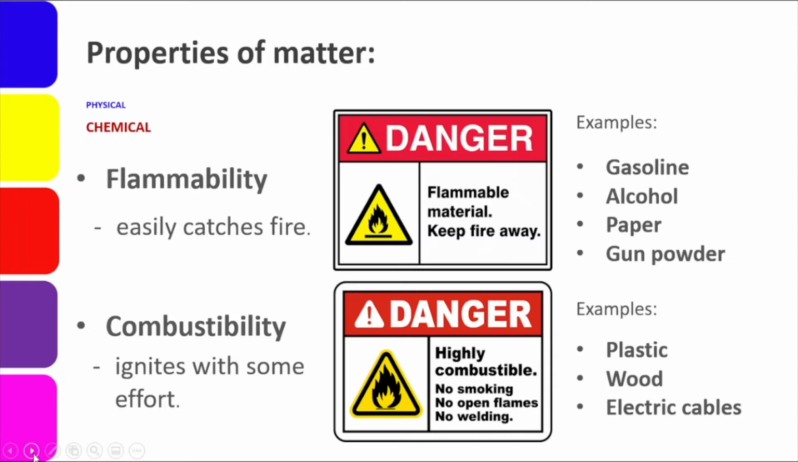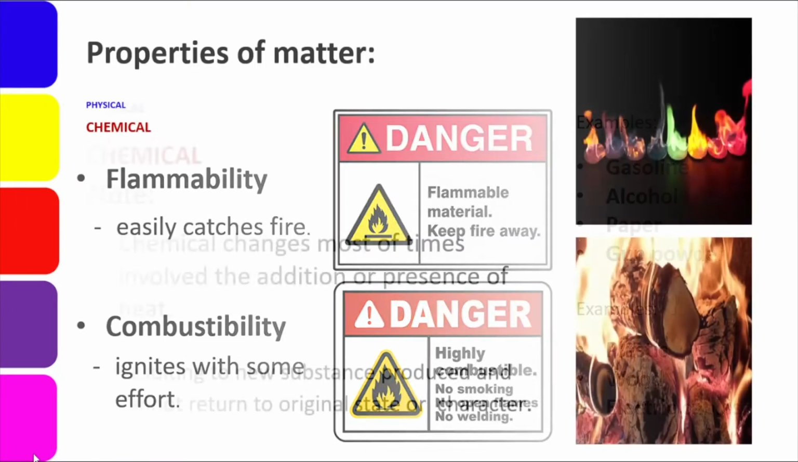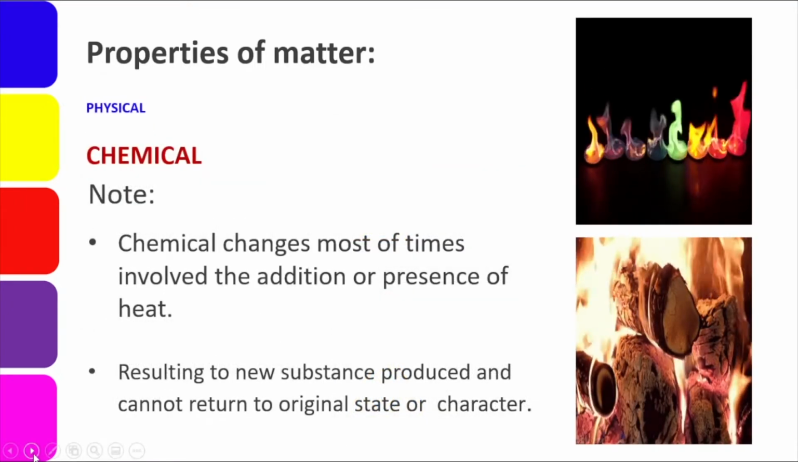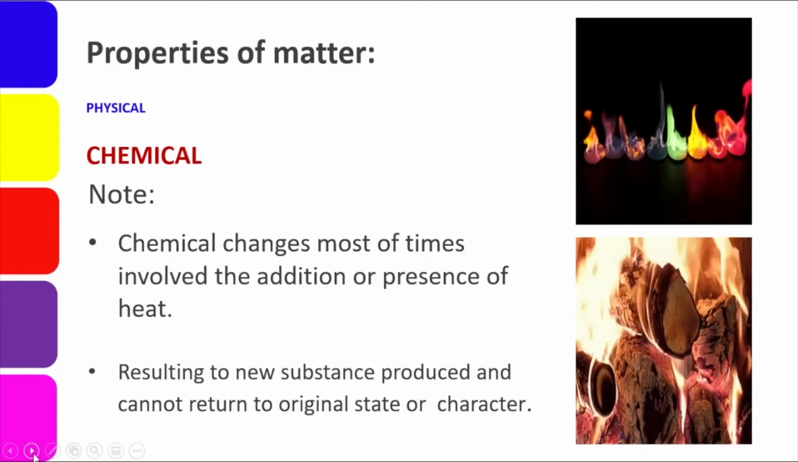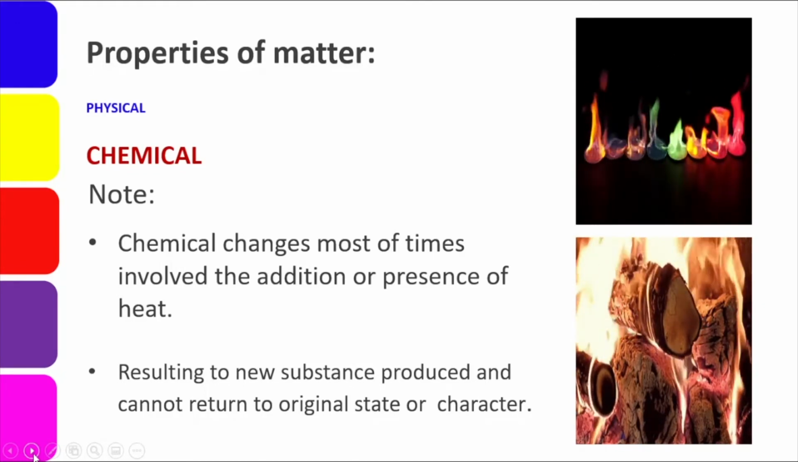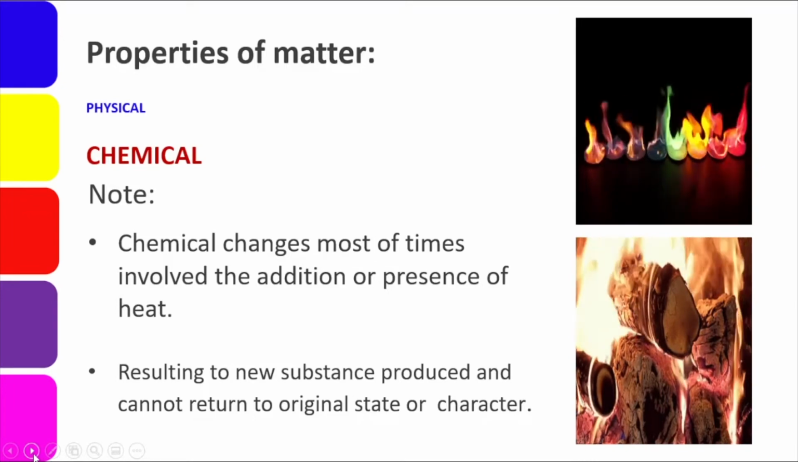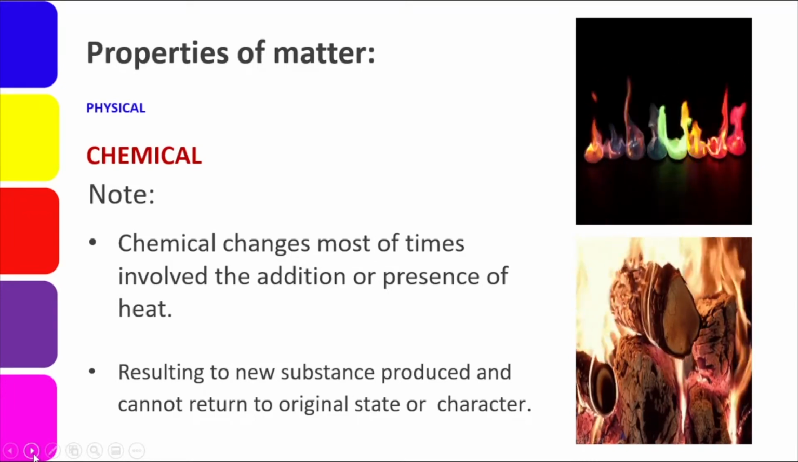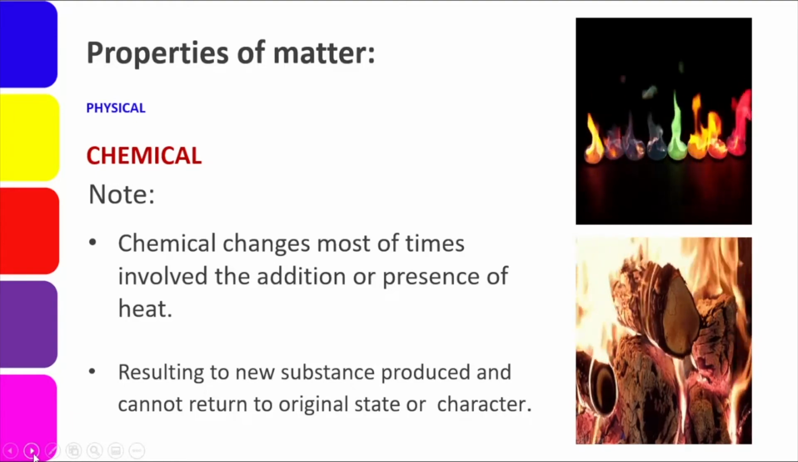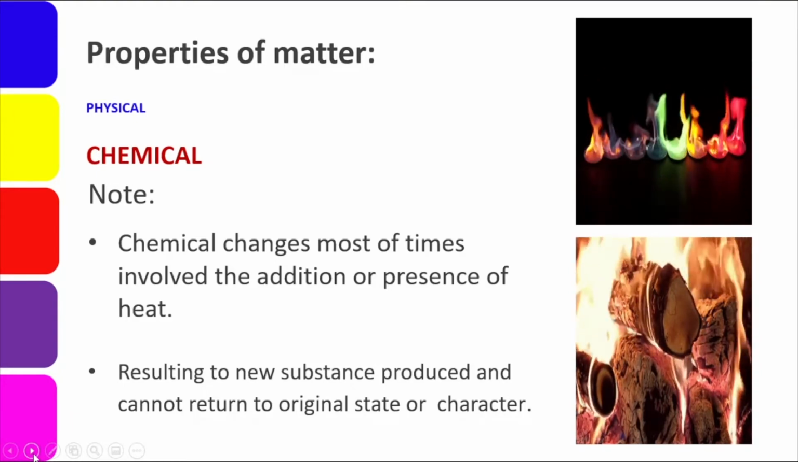Combustibility ignites with some effort, or kailangan pa siyang painitin ng todo bago siya masunog. Examples nito ay plastic, wood, at saka yung mga kable ng kuryente na masusunog kapag super init na or taas na ng frictional force na dumadaan sa kanya. So sa chemical, note chemical changes most of times involve the addition or presence of heat. So pagdating sa chemical changes class, it is always with the presence of heat kasi yung physical changes can be merong heat or wala. Sa chemical, laging merong heat.